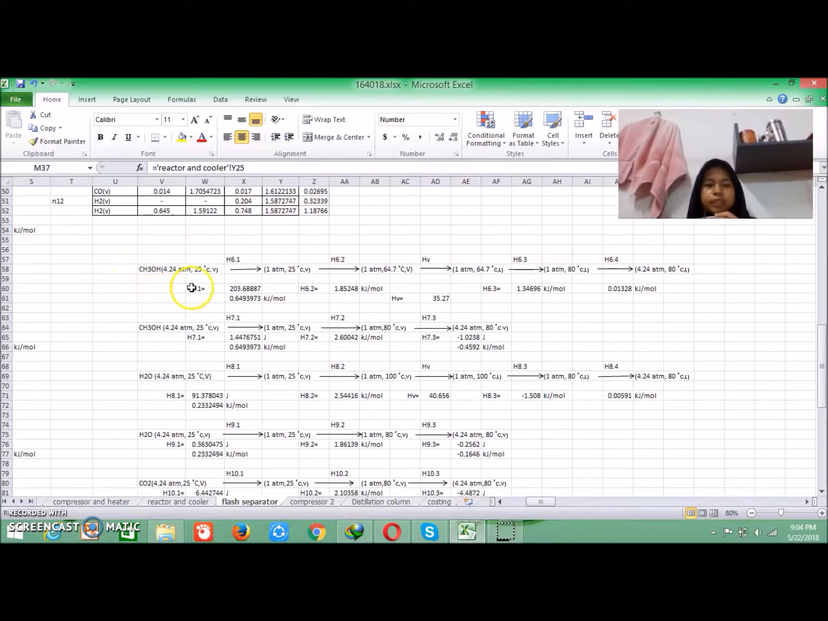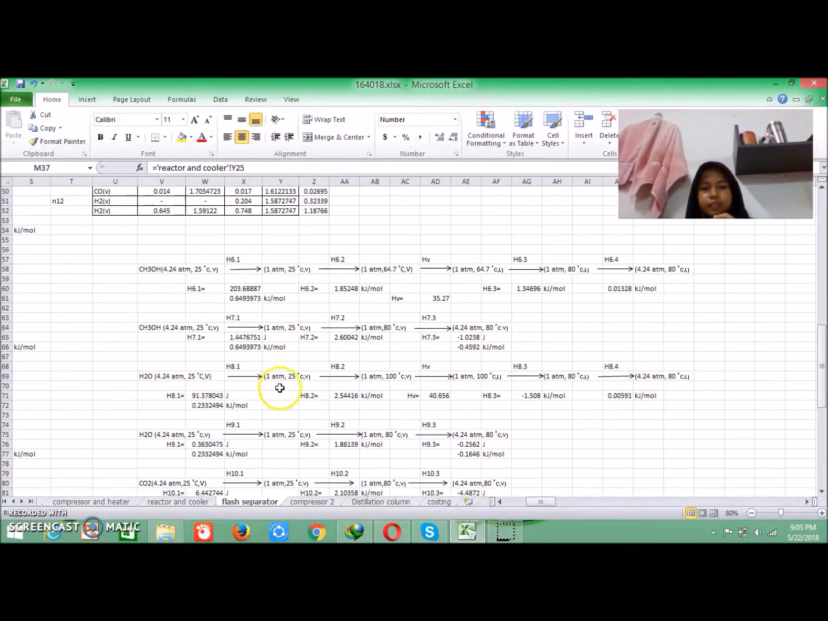The first one is from the vapor to the liquid stream. So this is the pathway of the methanol from 4.24 atm to 1 atm. This is the same as before. And then from 25 to its boiling point, because it will change the phase, right? So we have to do it from 25 to its boiling point.